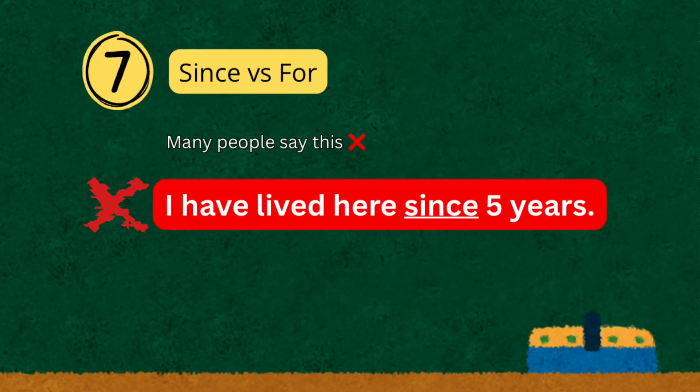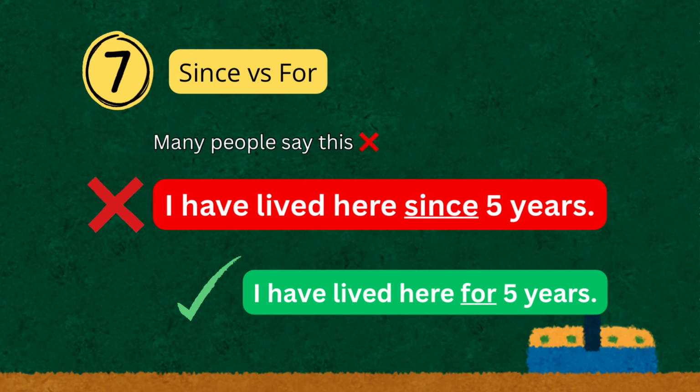Mistake 7. I have lived here since 5 years. I have lived here for 5 years. Using since with a period of time. Use for with a period. Since with a point in time.